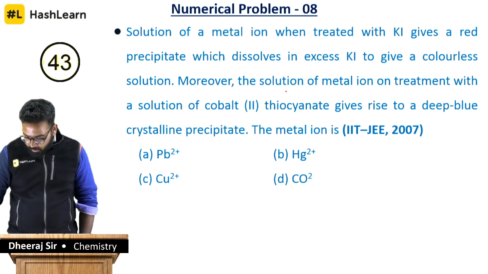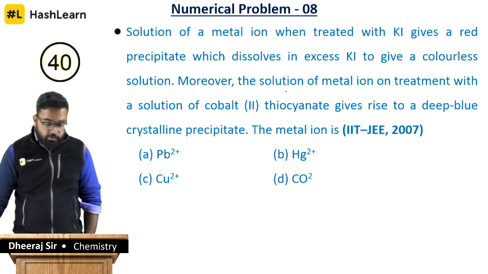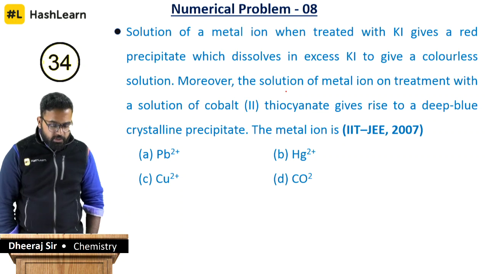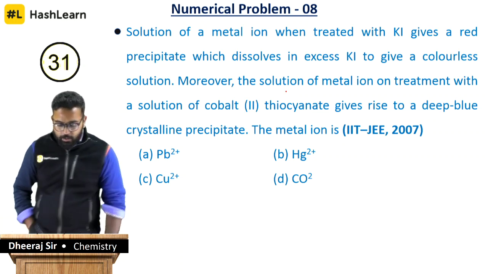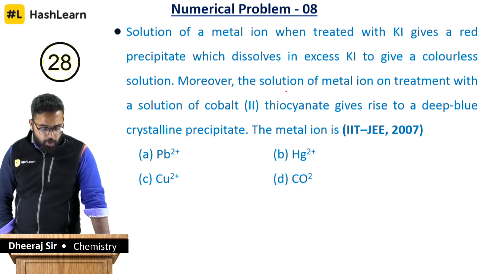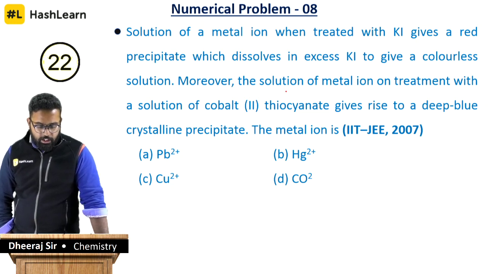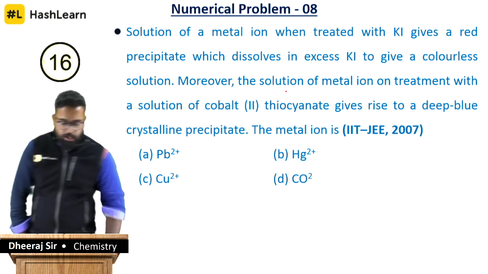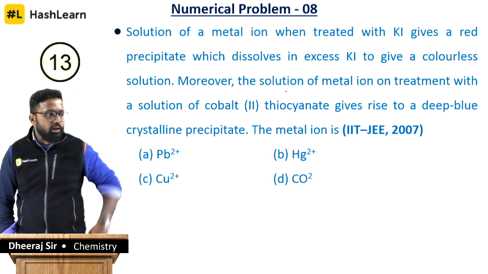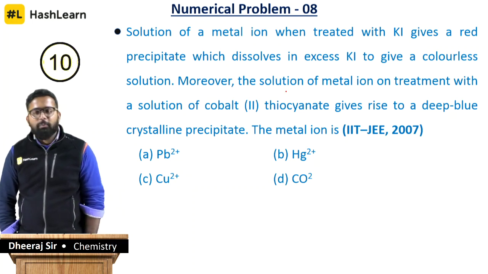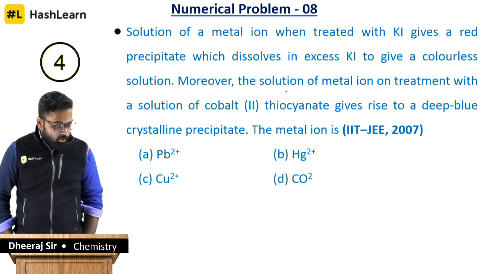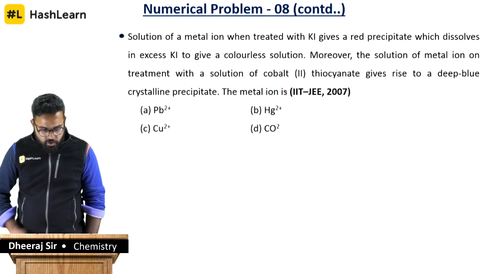So quickly move ahead to the 8th question. We have a good deal of questions packed for you. So get going quickly. A solution of a metal when treated with KI gives a red precipitate which dissolves in excess KI to give a colorless solution. Moreover, the solution of the metal ion on treatment with a solution of cobalt thiocyanate gives rise to a deep blue crystalline precipitate. All that you have to do is to write the concerned ions. The moment you write the concerned ions, you will be able to completely give us the reaction. So just have a detailed look at it and let me know what is going to be the answer for the 8th question. Quickly.